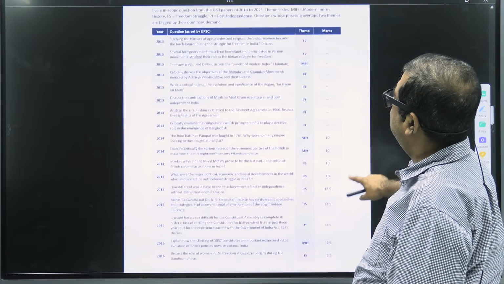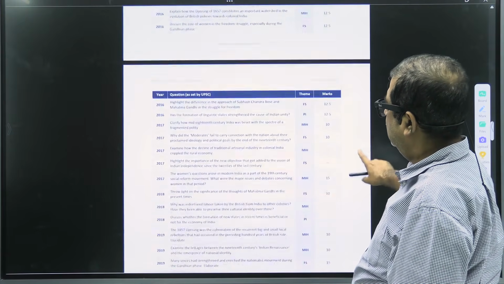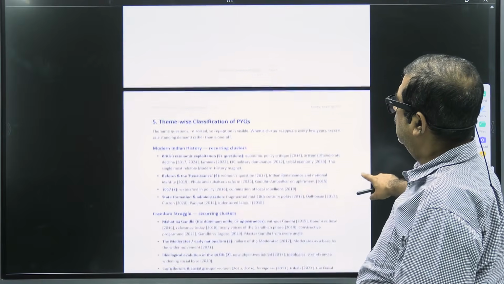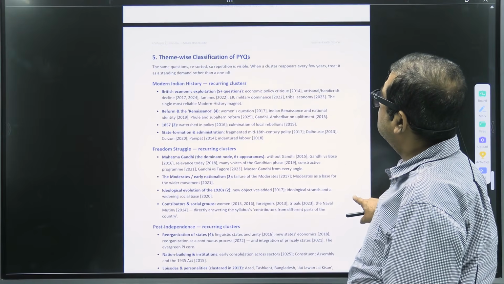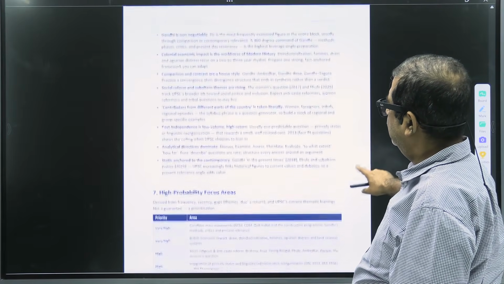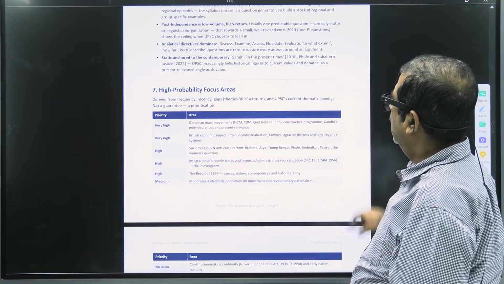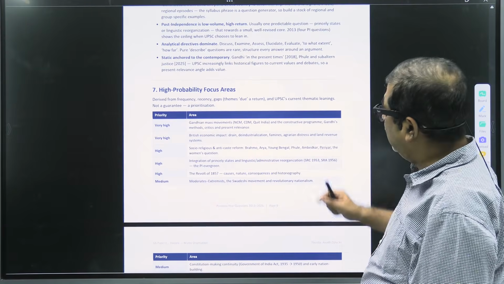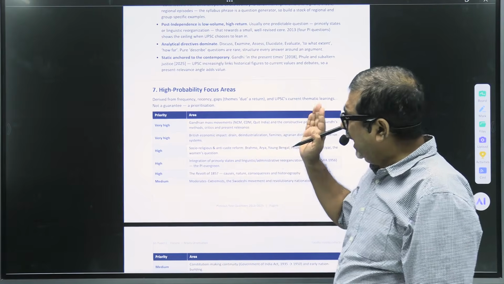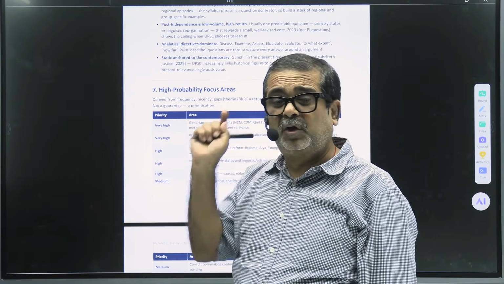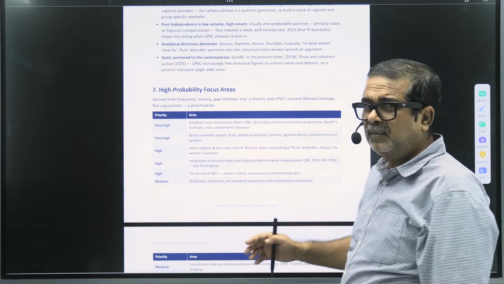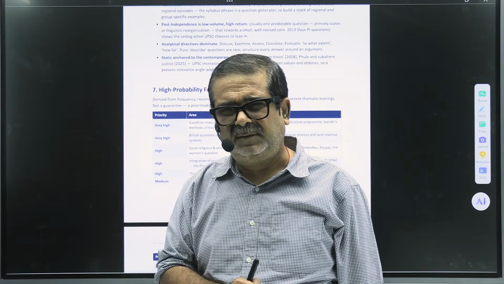This is the PYQs of 13 to 25. This is theme-wise classification. The high probability focusing areas, everything is given. Every aspect of the preparation is given here. This document will become Sanjeevani for you. High probability focusing areas. If you do this homework for you, it will take 3-4 days.